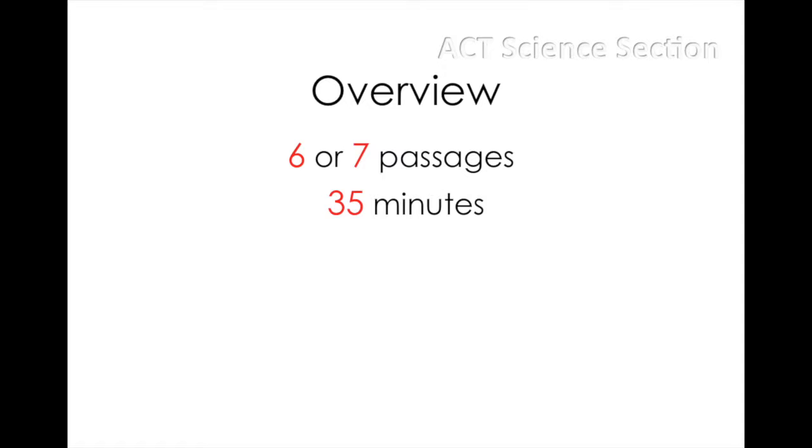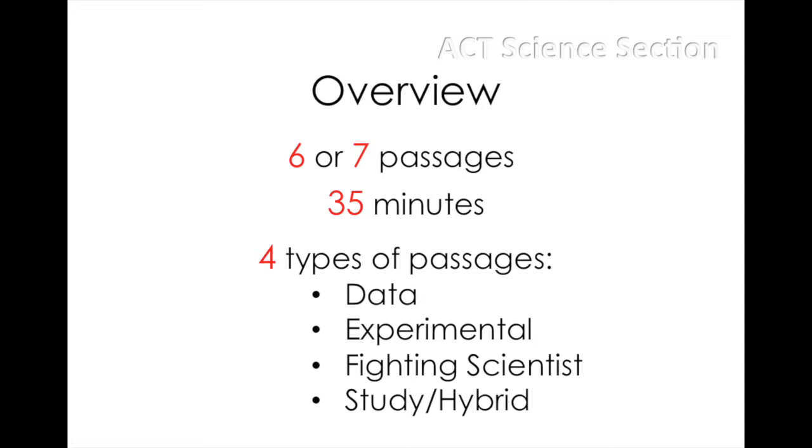This means that, on average, you should spend about 5 minutes on each passage. The hardest part about the science section is the timing. Knowing ahead of time the speed at which you must work through each passage will help make sure you are able to finish the section in its entirety. While the topics covered in the science section range from anything from chemistry to physics to biology, there are only 4 different types of passages on the exam: data, experimental, fighting scientists, and study/hybrid. Learning how to recognize each type of passage will greatly impact your ability to finish and perform well on the section.